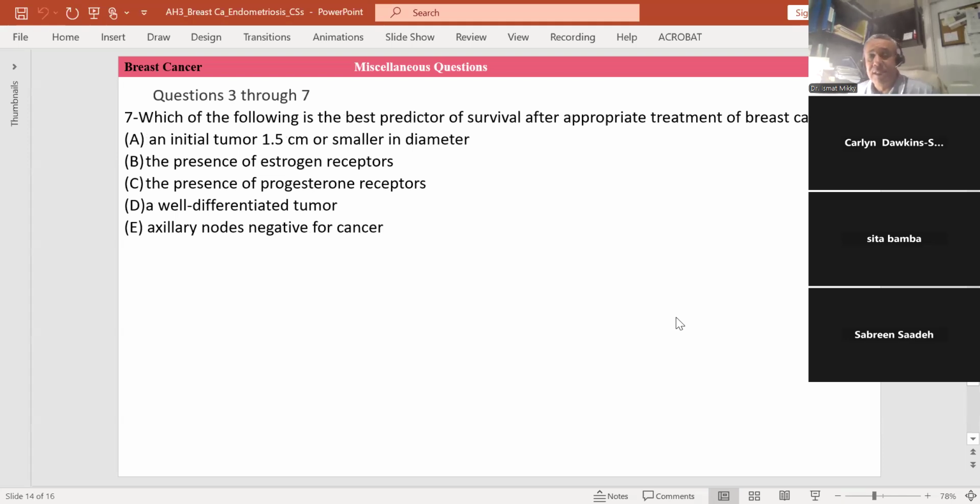Which of the following is the best predictor of survival after appropriate treatment of breast cancer? The predictor of survival after appropriate treatment has been administered. Most of the time, it's the tumor size, right? It's the size of the tumor.